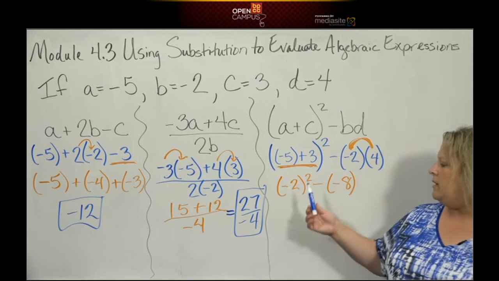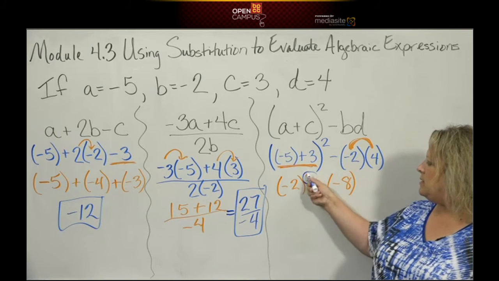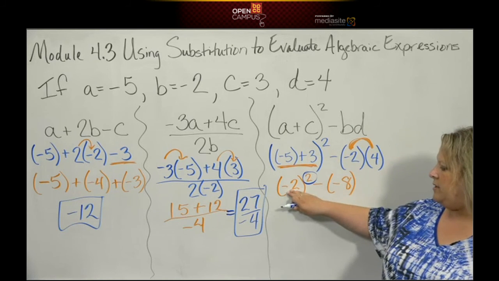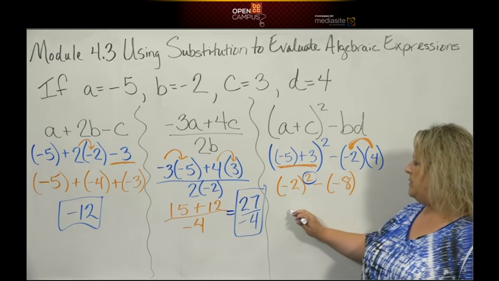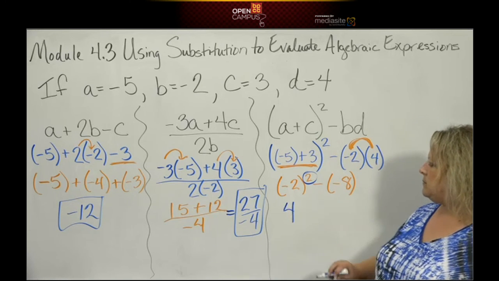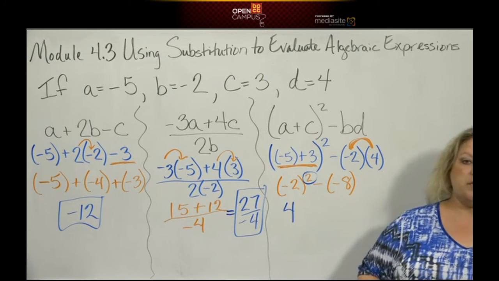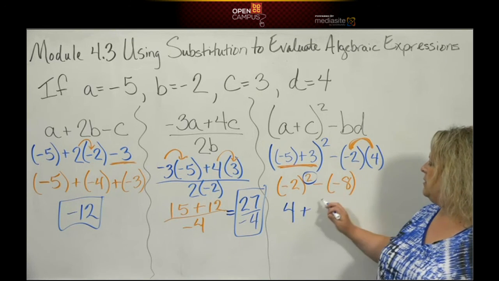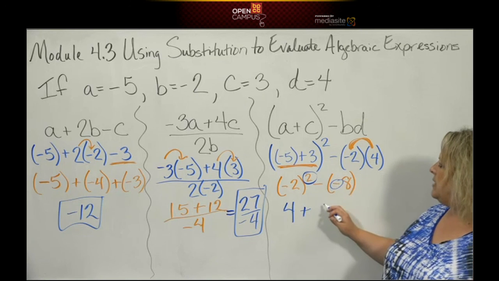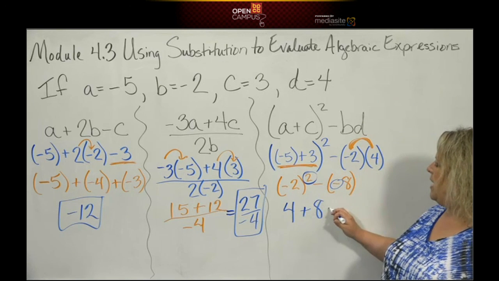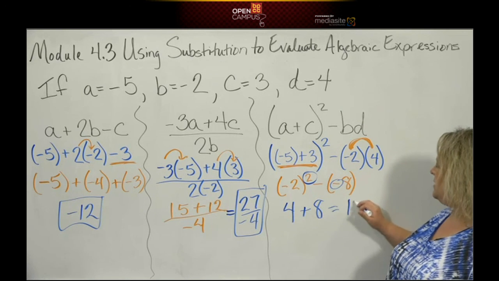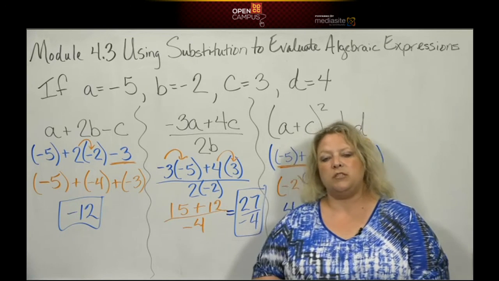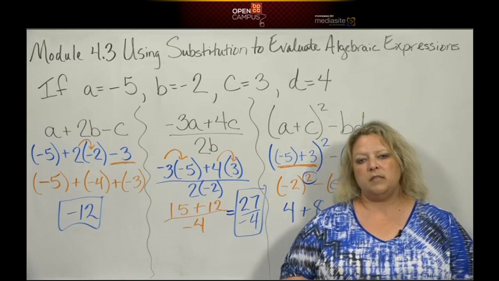So now I have -2 to the second power. What does that mean? Remember, our exponents tell us to multiply that number to itself. So that's a -2 times a -2. A negative times a negative is a positive. And then remember, subtraction means to add the opposite. So I'm going to change this to addition. I'm going to make this the opposite of -8, which is a +8. And then look what I have left. 4 plus 8, what is that? It is 12.